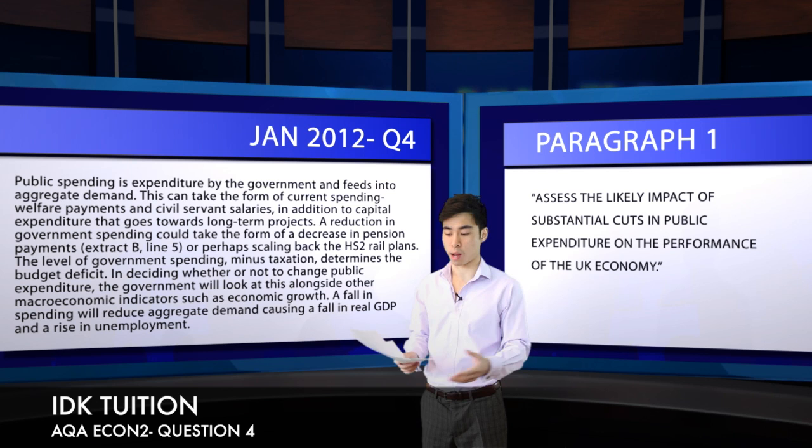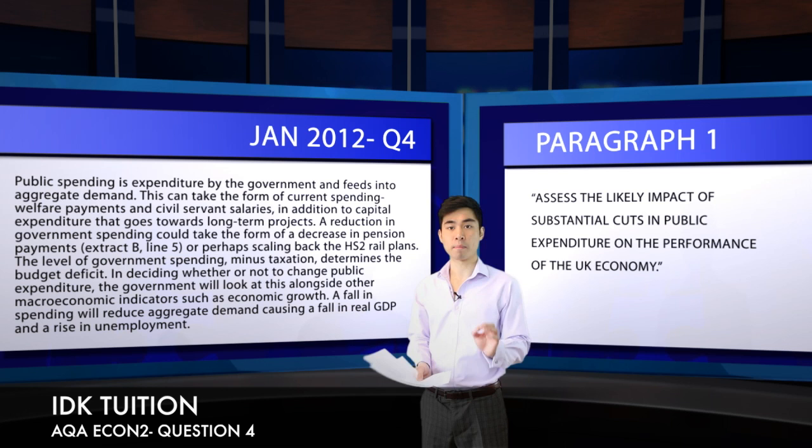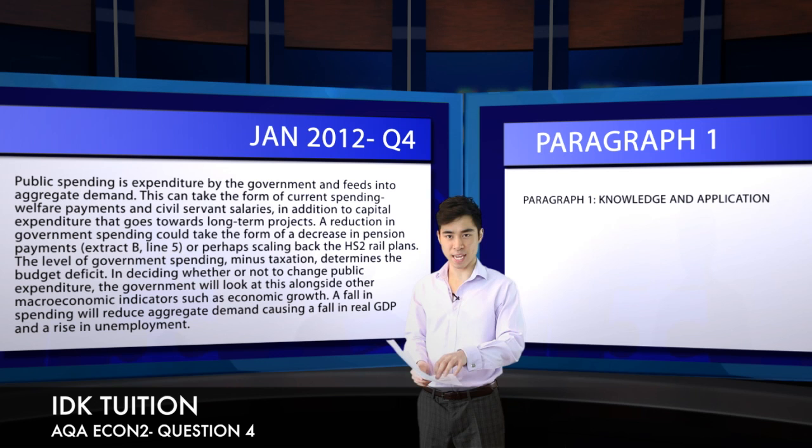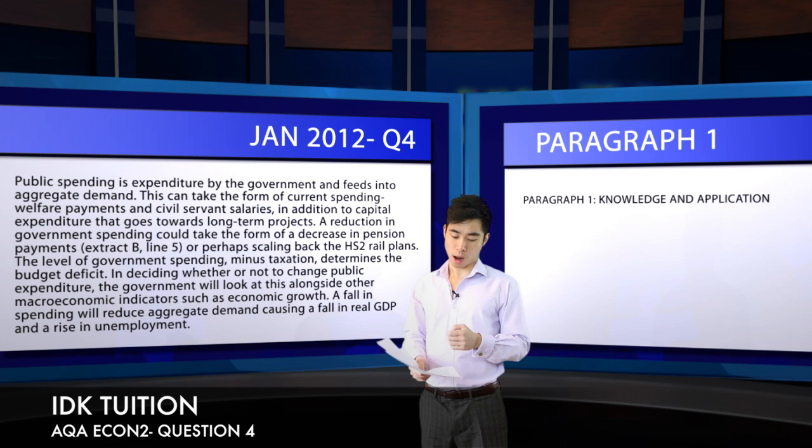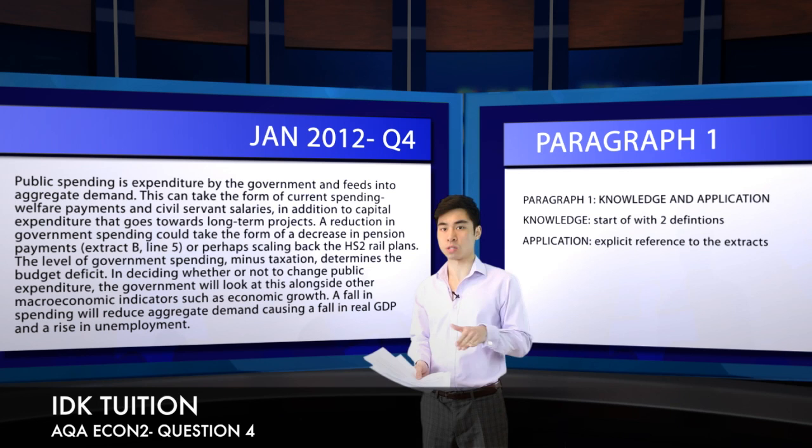So paragraph number one. Remember, for these 25 mark evaluation questions, the mark scheme follows a tiered approach. So first of all, your lowest level of marks is knowledge, then application, then analysis, then evaluation. Your paragraph number one is going to be your introductory paragraph, and primarily we're going to be hitting those bottom two tiers, your knowledge marks and your application marks.